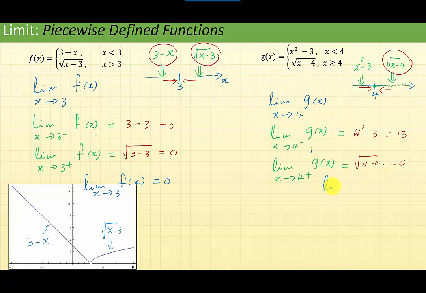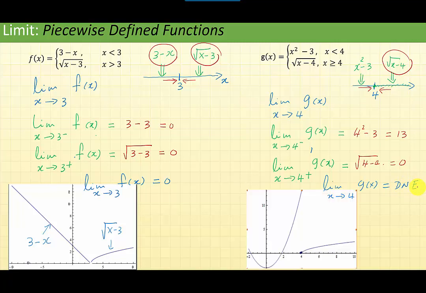Therefore the limit as x goes to 4 of g of x does not exist. Now here is the graph. This part is x squared minus 3, and this part of the graph is the square root of x minus 4. Here, as x approaches 4, this part approaches 13. And as x approaches 4, this one approaches 0, as you see here.